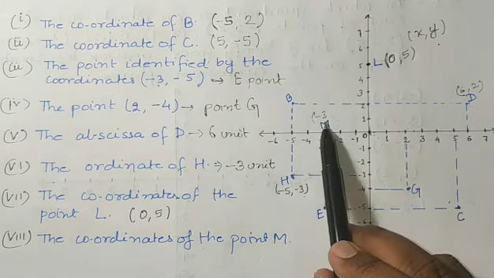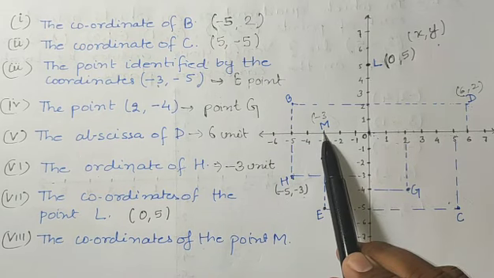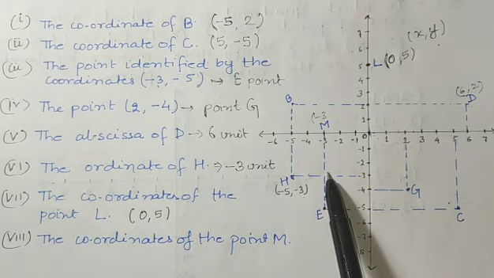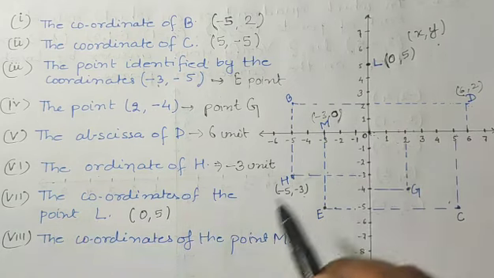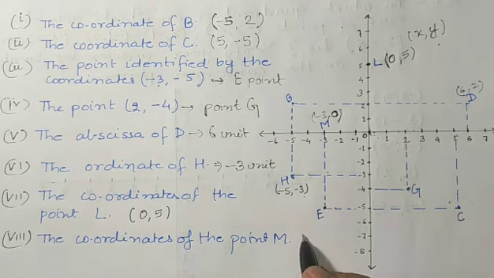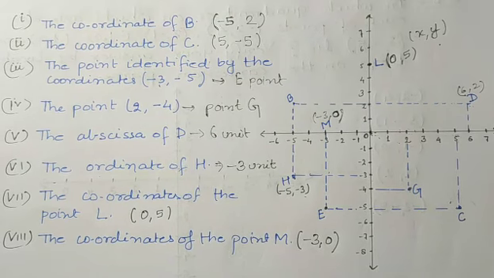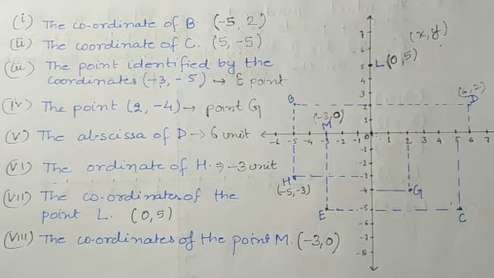Okay, see, towards y direction point M has not traveled, means it has not traveled upside the 0 or downside the 0. Okay, so the value of y will be 0. Okay, students, so the coordinate of point M will be -3, 0. Okay, so like this we can complete the second question of exercise 3.2.